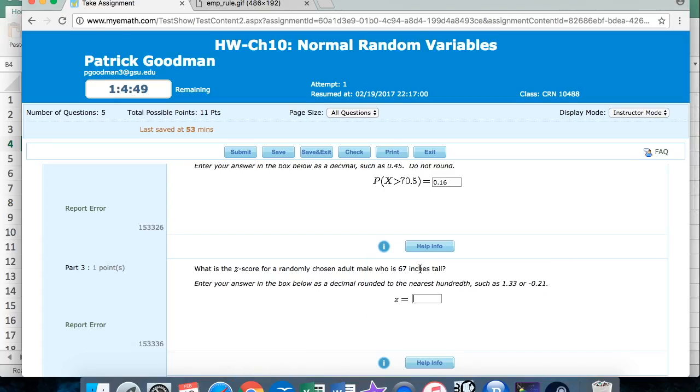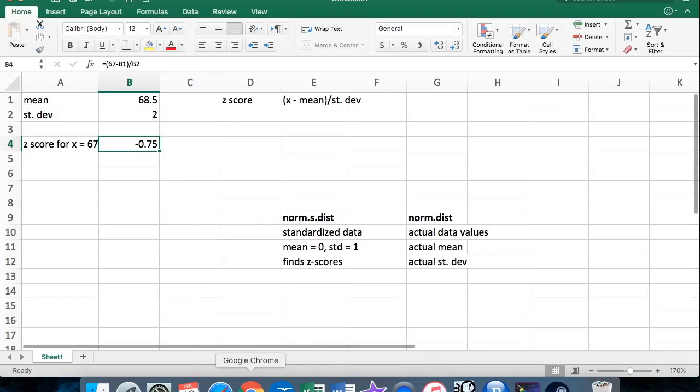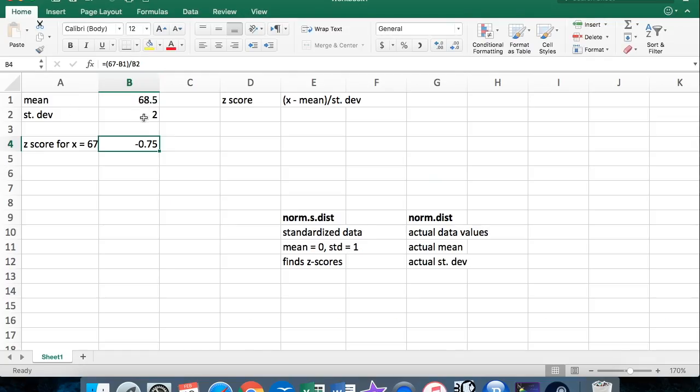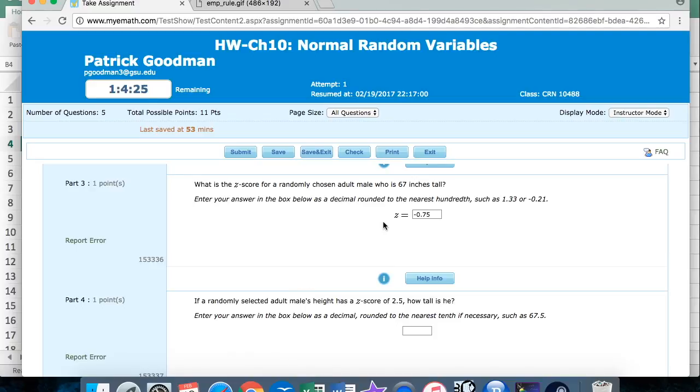So throw that in there. So negative 0.75, right? That's what we got here. Okay, so that is the z-score. So 67 inches is below our mean, right? It's smaller than the mean. So anytime you get a negative z-score, it means the value is below the mean. When you get a positive one, it means it's above the mean. So that's a nice and neat way of figuring this out. All right.